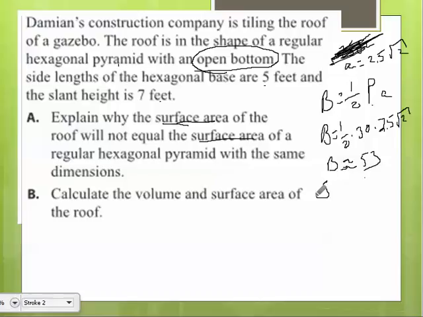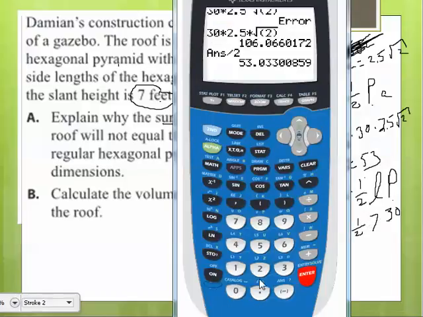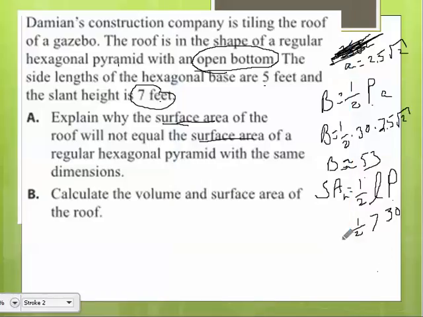So to find the surface area, and remember this one is lateral only, lateral surface area, I'm going to take 1 half of the slant height times the perimeter. My perimeter in this case is 30. My slant height is 7. That's what they're telling you right here. Slant height is 7 feet. And I'll take 1 half of that. So that's 7 times 15, because half of 30 is 15. So 15 times 7, and I wind up with 105. My lateral surface area is 105.